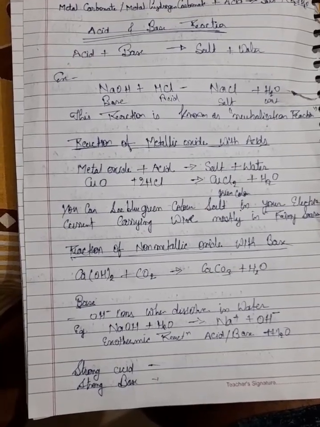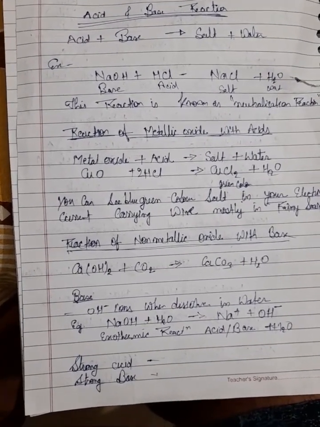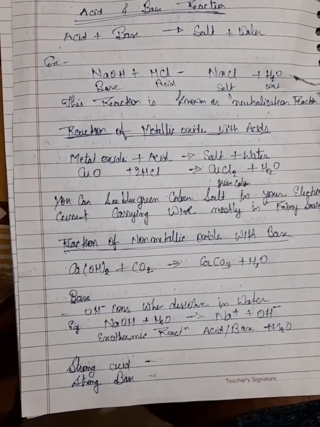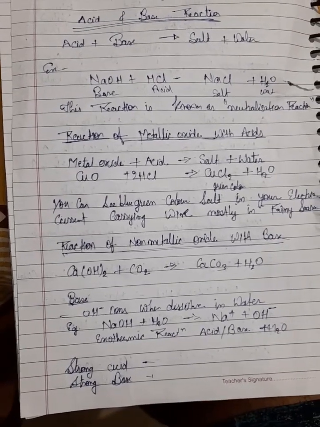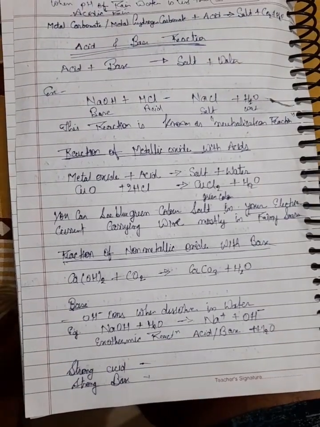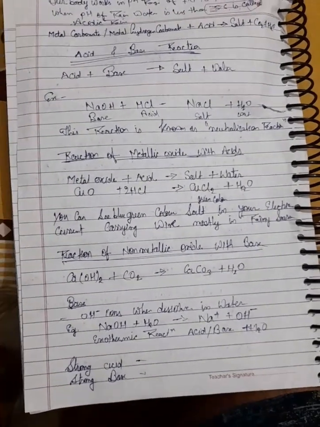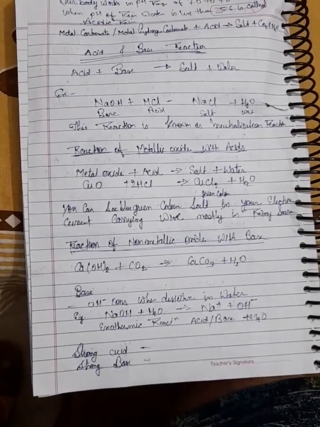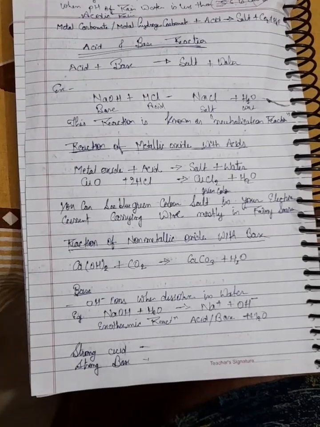Acid and base reaction we have already studied: salt and water, NaOH plus HCl gives NaCl plus H2O. This reaction is also known as a neutralization reaction, because acid wants to neutralize the base and base wants to neutralize the acid, as both are opposite in nature. That's why it is known as a neutralization reaction.